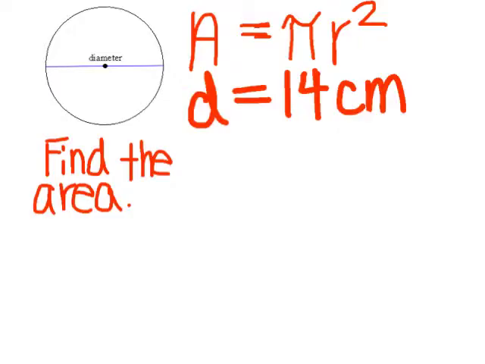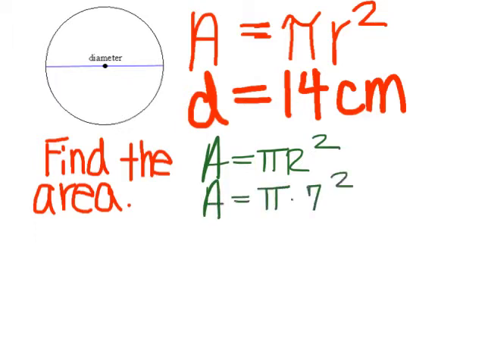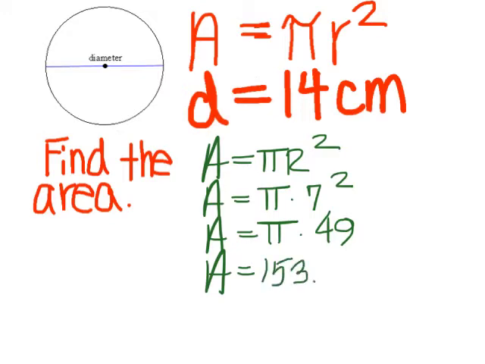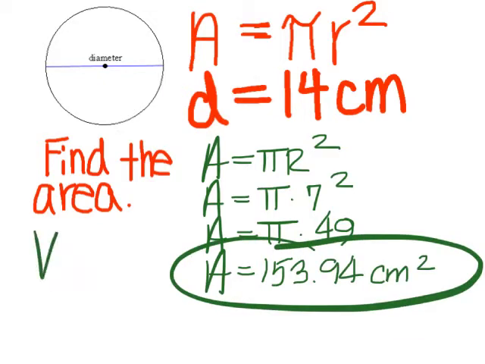Example number 2. In this case, we have to find the area of the circle, but we're not given the radius. We're given the diameter. Divide the diameter by 2, yes. So start with the formula, and the diameter is 14. Divide it by 2 to get what? 7. So plug in 7 for the radius, and then simplify 7 squared to get 49. And multiply 49 by pi to come up with 153.94 centimeters squared.